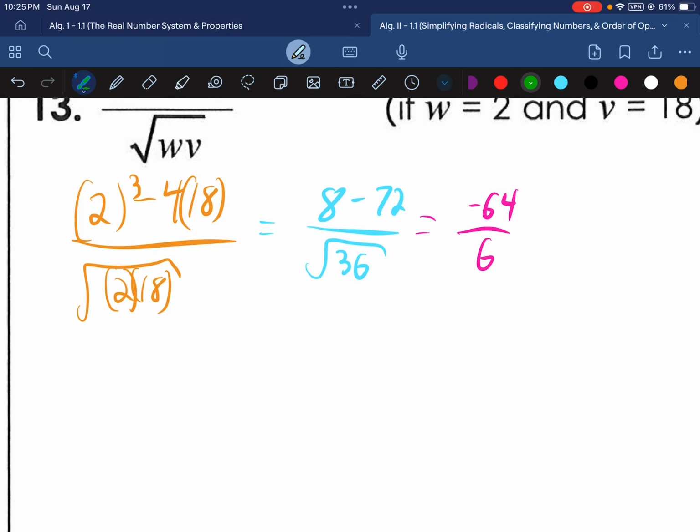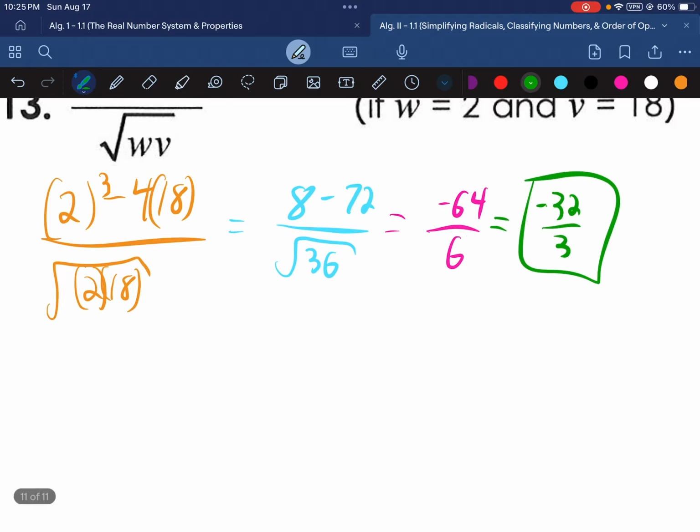Now, negative 64 divided by 6. 6 does not go into 64 perfectly. However, 2 goes into both the top and the bottom, the numerator and denominator, and we get negative 32 over 3. And as we mentioned earlier, whether this negative is on the top, the bottom, or just out in front doesn't matter as long as there's a negative somewhere on this fraction.